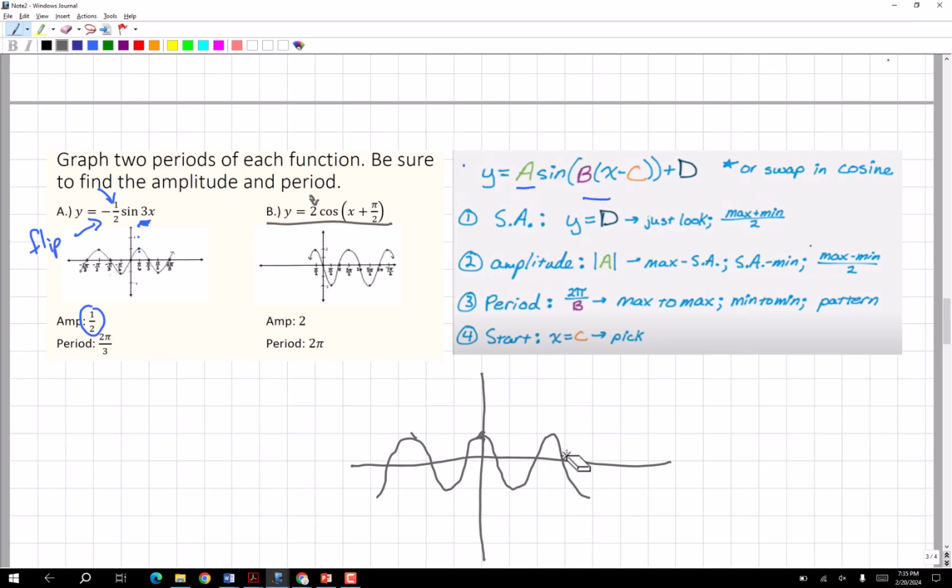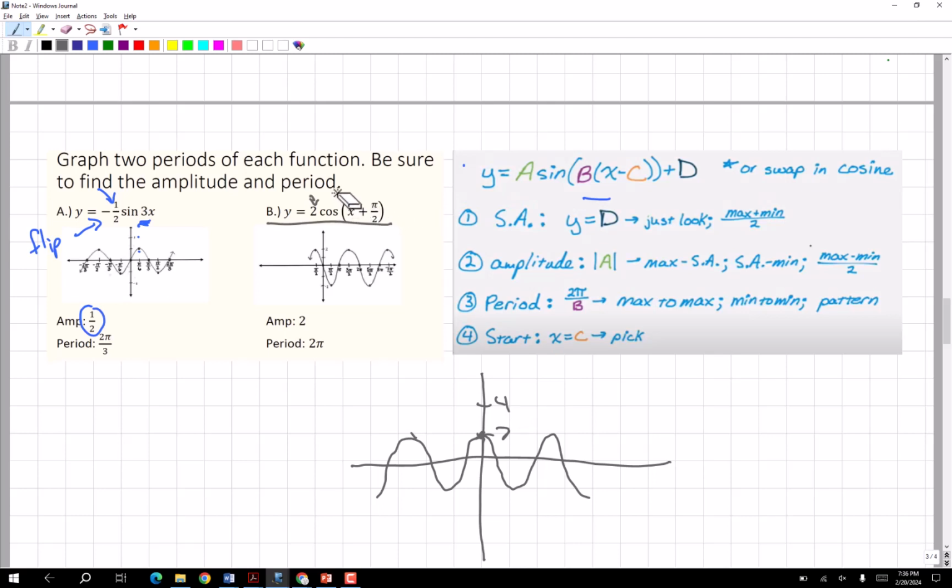Okay. I wish my lines were better, but they're not. So this 2 tells you the amplitude, right? Because it's a 2, it's twice as big as 1. So this is a 2, this is a 4. Okay. So, and then we have cosine x, and then we have plus pi over 2.